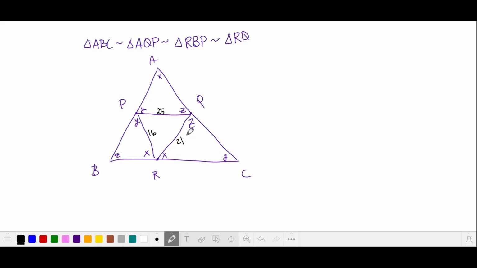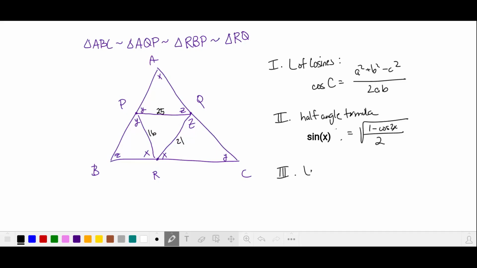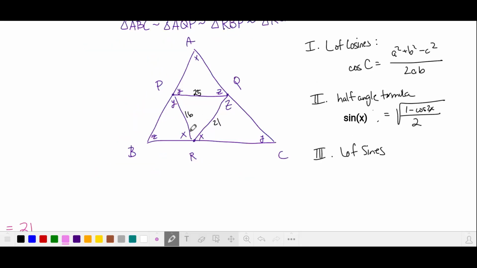Now we're going to use the lengths of triangle PQR and see if we can translate them into the lengths on the outside of our triangle. We'll do that first by using the law of cosines to translate these lengths into an angle. Then we'll use the half angle formula, and finally we'll use the law of sines to get these outer lengths again. First, let's take a look at this angle here, PRQ.